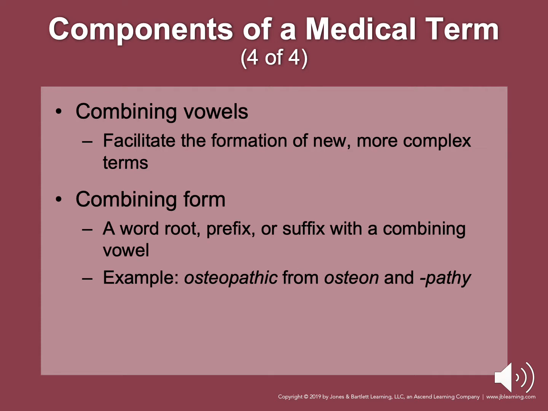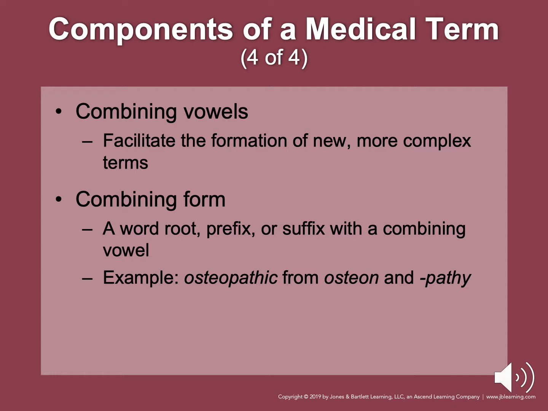Combining vowels facilitate the formation of new complex terms. So a combining form is the word root, prefix, and suffix with a combining vowel. One example is osteopathic, from osteon, which is Greek for bone. The N is dropped. The combining vowel O is added to create the combining form osteo. So adding the O facilitates the addition of a second combining form, pathy, from the word patho, which means disease.